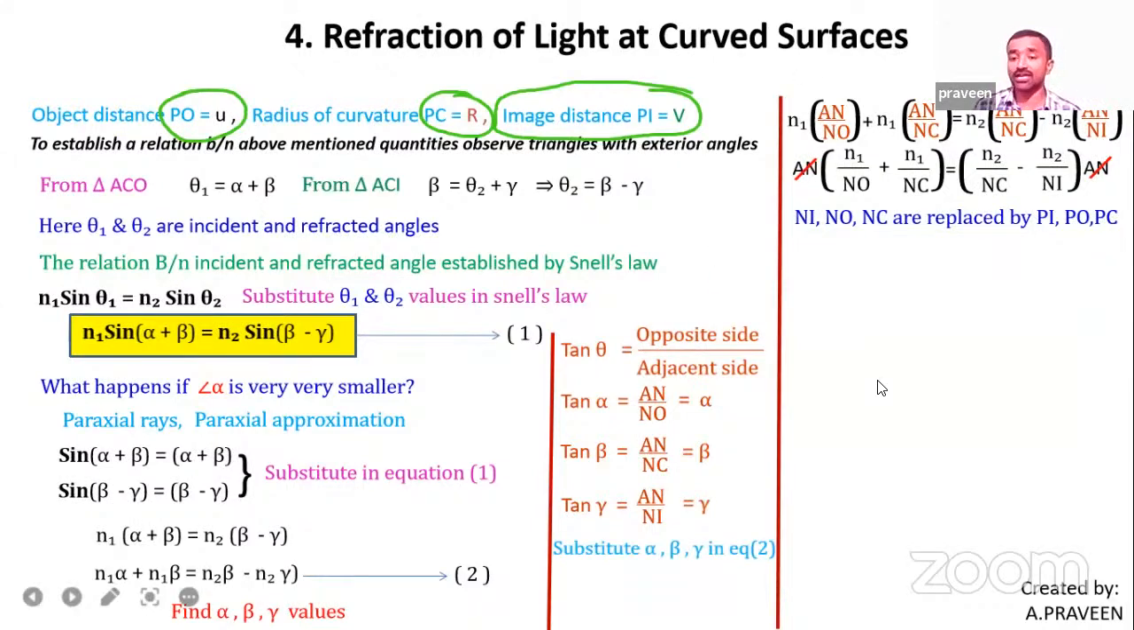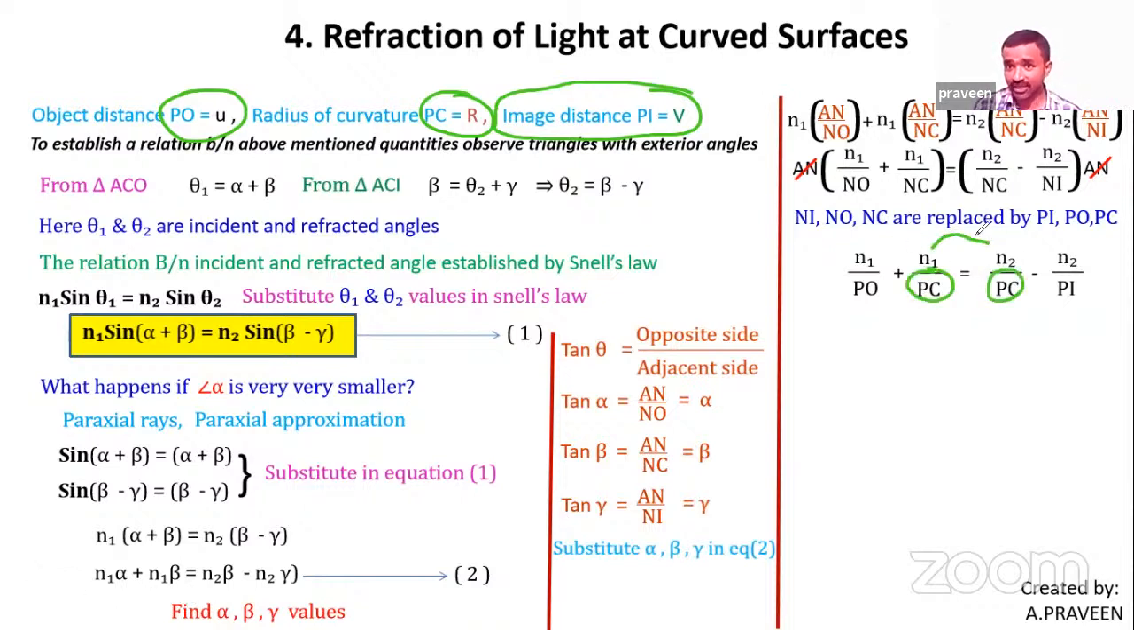So when you substitute those values, n1 by PO plus n1 by PC replaced by PC, that is equal to n2 by PC minus n2 by PI. So n2 by PI is substituted. Then next, here I am taking simply the common denominator PC.